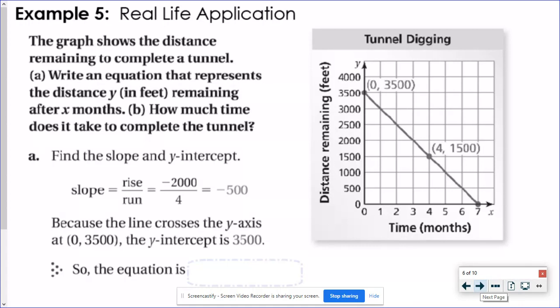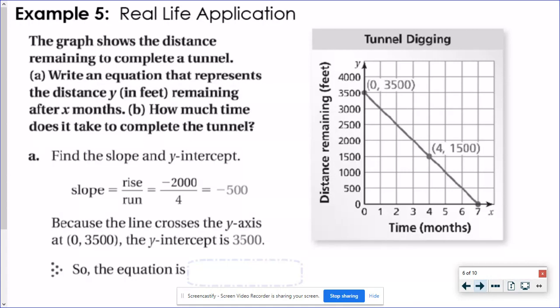Just to keep us in the habit of looking at real life kind of application problems, here's this one. We have this tunnel that's being dug. So as time goes on, as the months on the x-axis are increasing, the distance that they have left is decreasing. That's why this is a negative slope. I'm not looking at how far they have gone in digging the tunnel. I'm looking at how much they have left. That's why it's a negative slope on this one.